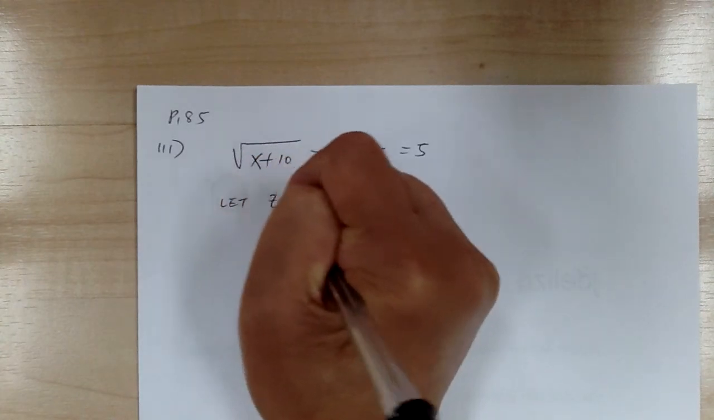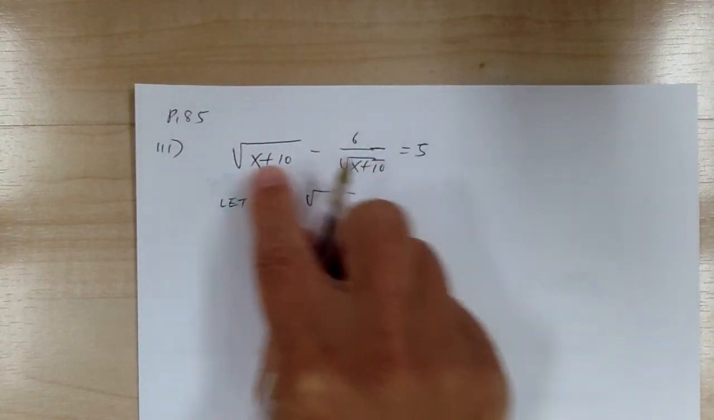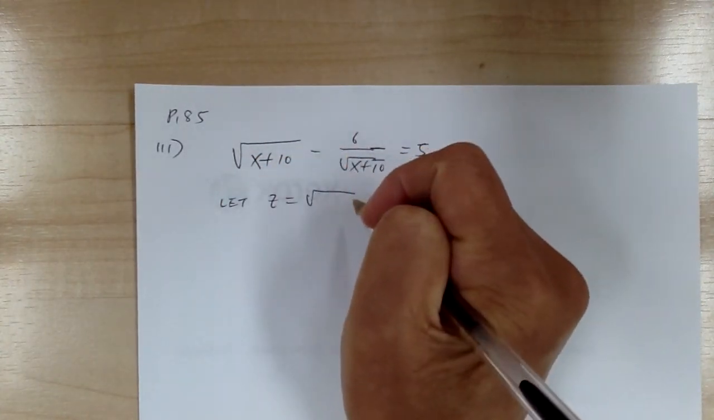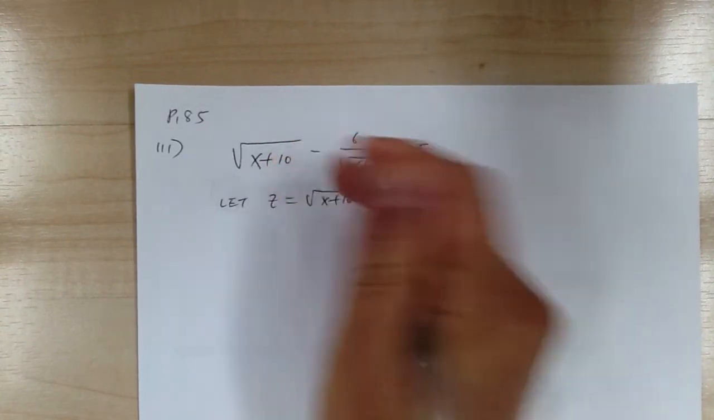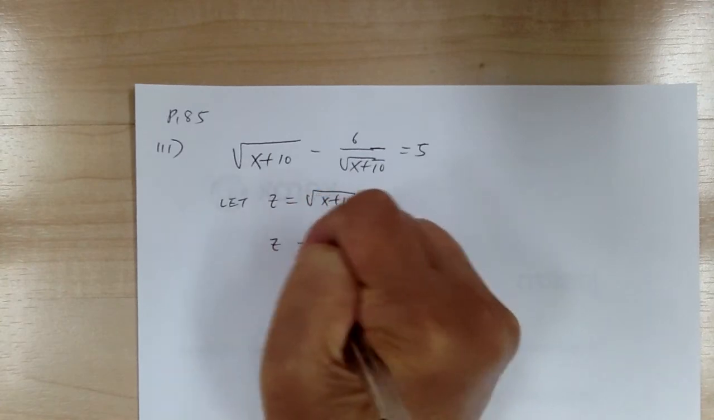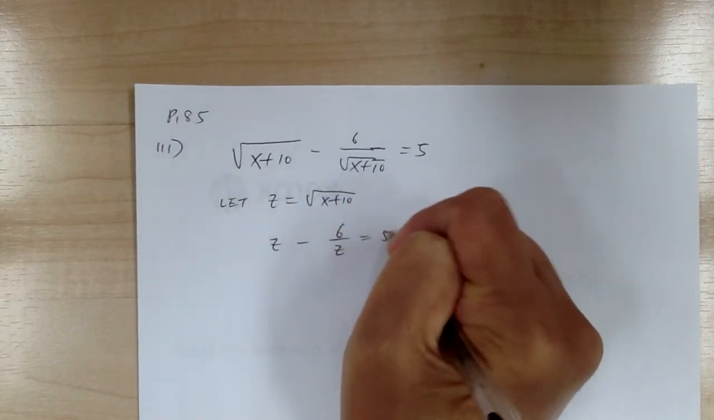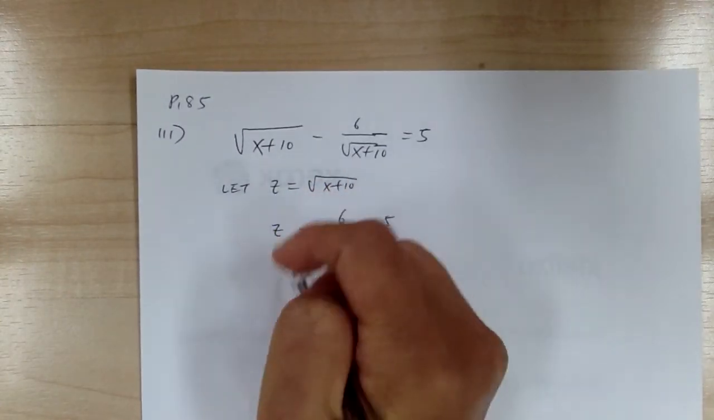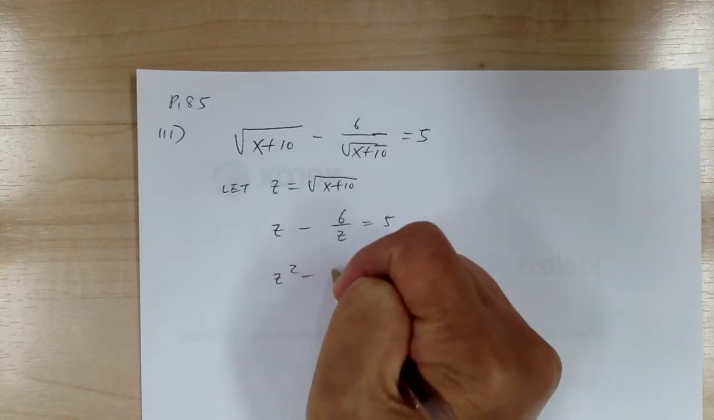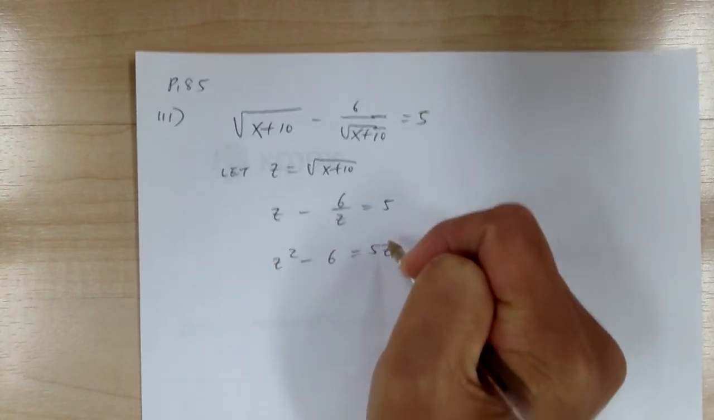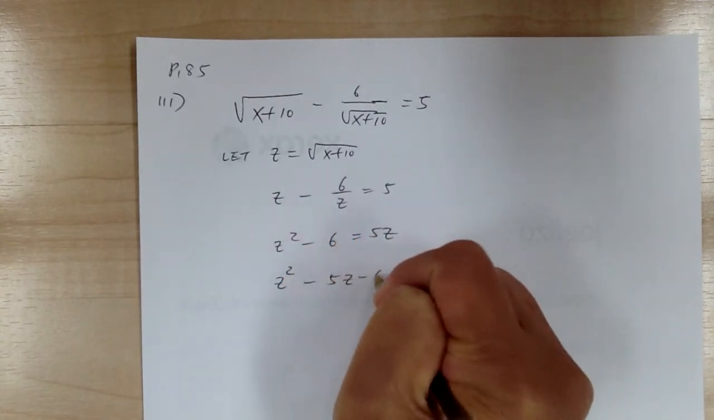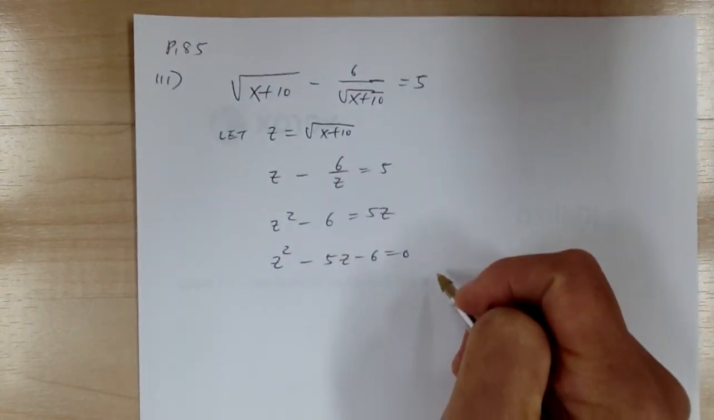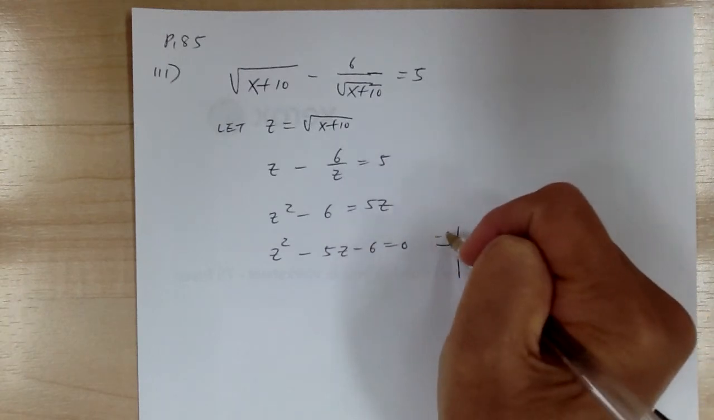So if you let z equal to square root of x plus 10, whenever you see a repeated thing, it's usually easier to use a z substitution. Okay, so in this case, this becomes z minus 6 over z equal to 5. So multiply everything by z, and you get z squared minus 6 equal to 5z. And move things over to make it equal to 0, so you can solve. And use your master product.